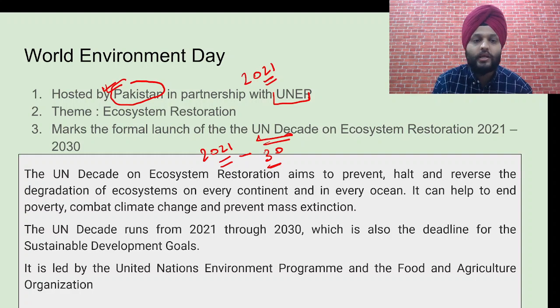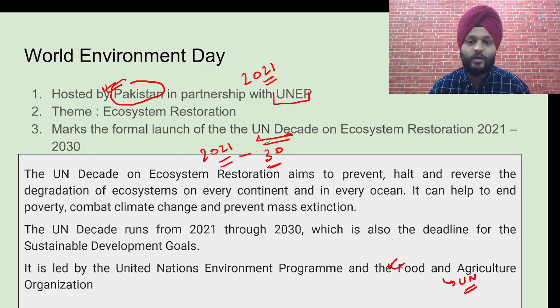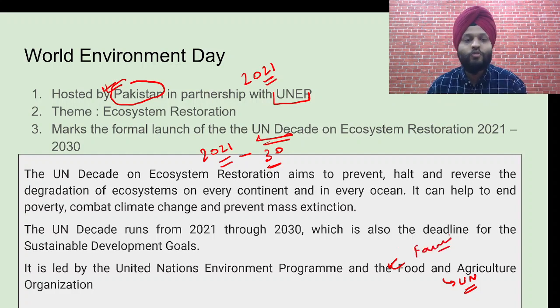And this will be headed by the United Nations Environment Programme and also the Food and Agriculture Organization, which is again a UN agency, which you should know for your prelims. Now a question arises: we understand why UNEP is there, but why is the Food and Agriculture Organization there? The Food and Agriculture Organization makes sense because most of the forest ecosystem is being given away as farms. So it makes sense over here.